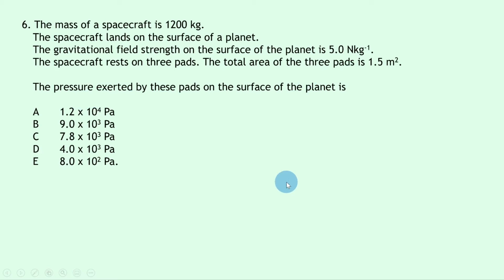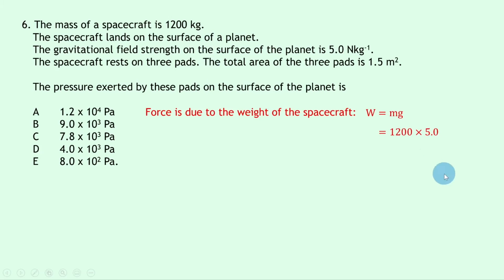Well, here we're asked for pressure and we've got a total area, so we need to use the relationship between pressure, force and area, which is P equals F over A. But before we use that, we need to find what the force is because we're not really told. But we are given some information like the mass of the spacecraft and the gravitational field strength on the surface of the planet. So we could say that the force is due to the weight of the spacecraft. So we could calculate the weight with W equals mg. So if we plug in the numbers here, we get 1,200 times the 5.0 from here and here. And if you put that into your calculator, we get 6,000 newtons.